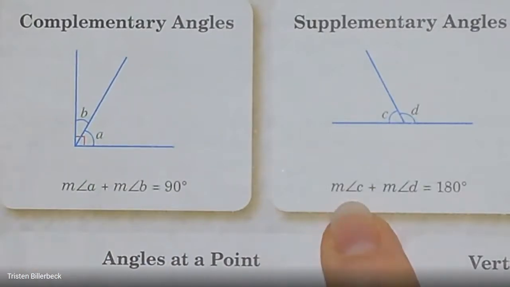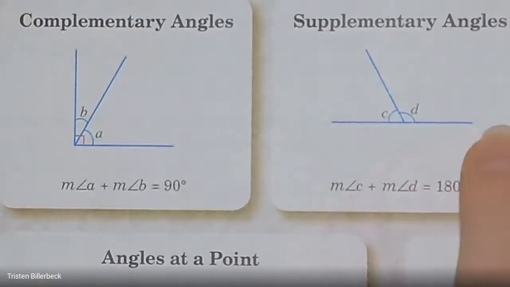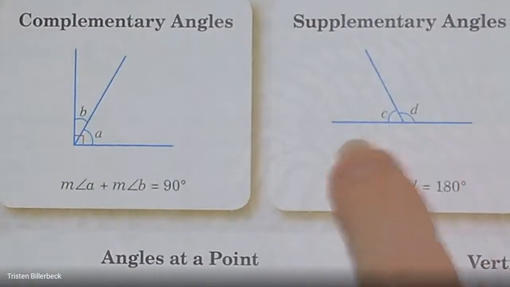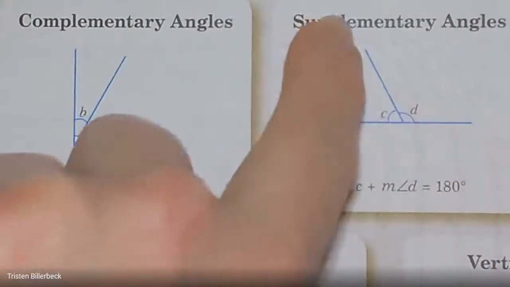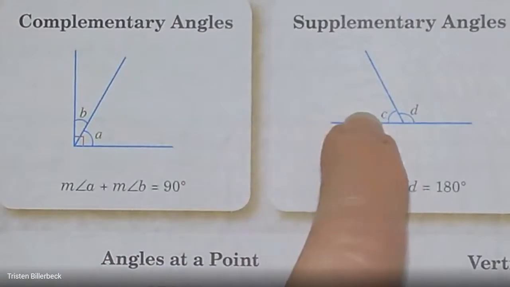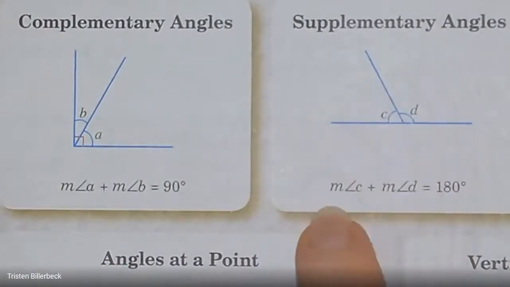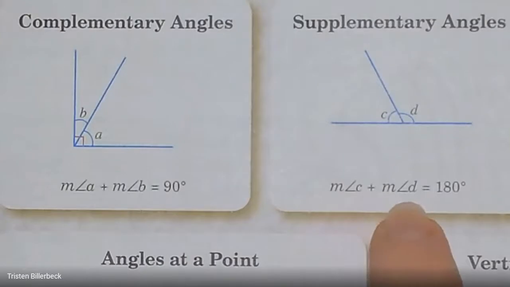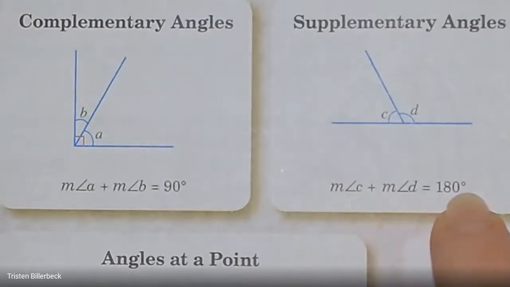So on supplementary angles, we have a straight line in this case, and they're 2 adjacent angles. They're sharing a side, and we have angles C and D. So we have the measure of angle C plus the measure of angle D equals 180.